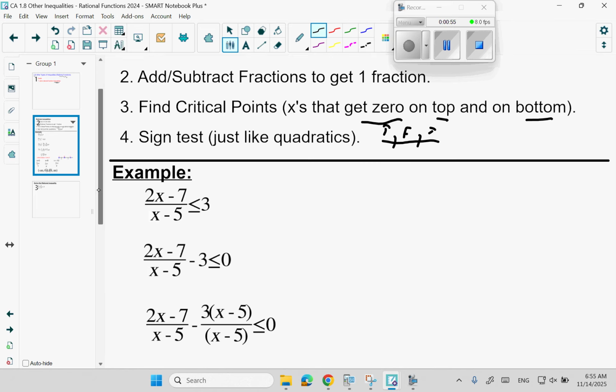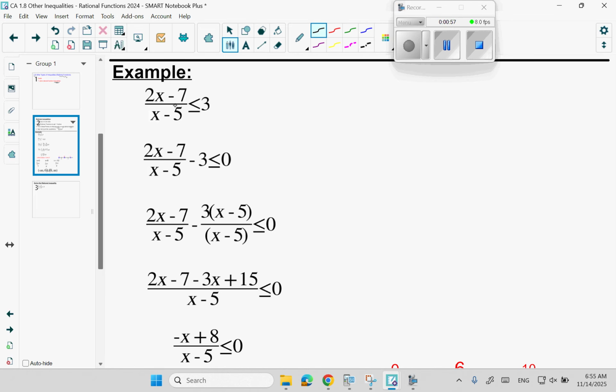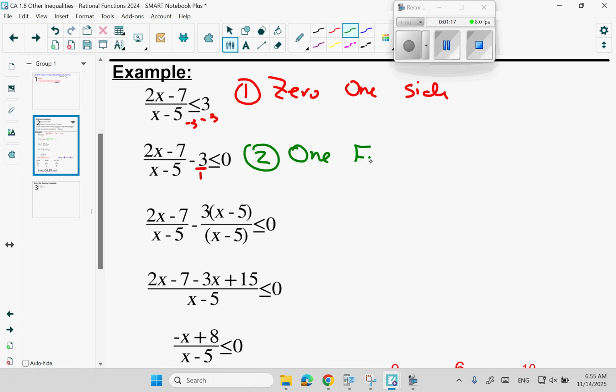So this first one, we have (2x minus 7) over (x minus 5). The very first step is we want 0 on one side. So we can minus 3 to both sides, and we can treat that as a 3 over 1. And now our second step is we want to get only one fraction, or one rational expression.